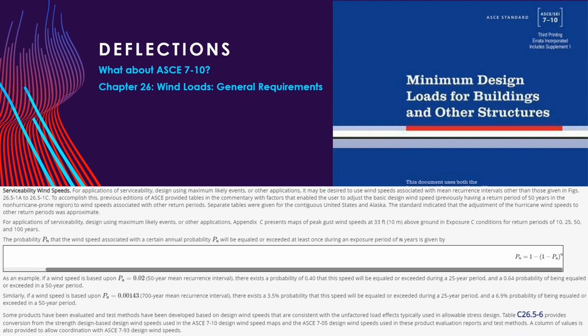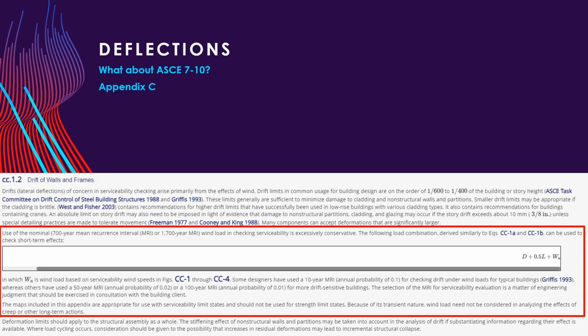And if you read there, for applications of serviceability design using maximum likely events or other applications, it may be desired to use wind speeds associated with mean recurrence intervals other than those given in these figures. And Appendix C. So they refer you to Appendix C. So you go to Appendix C, and this is what you'll find.